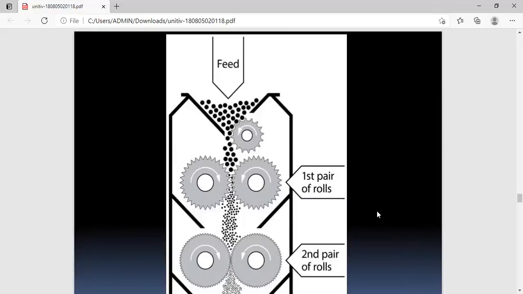You can see in the diagram the feed material is coming, and then first there is a pair of rollers which are reducing the size at a ratio of 1:7. They get reduced, and the material is fed into the second pair of rollers, and here the material is further reduced in size.